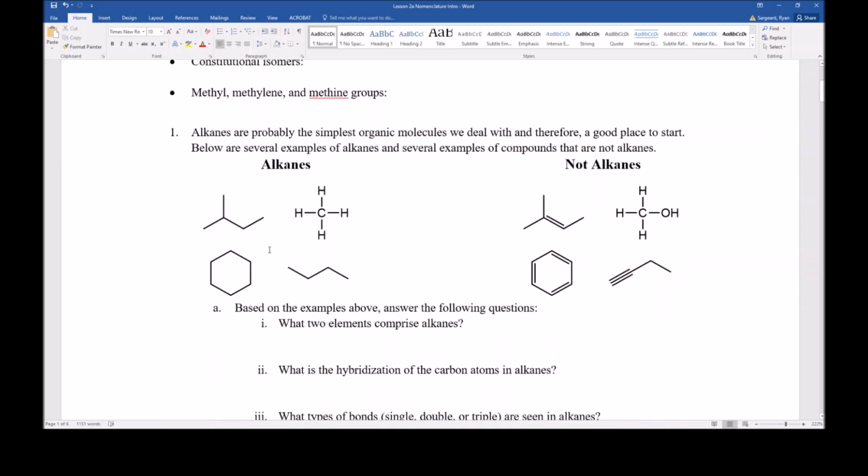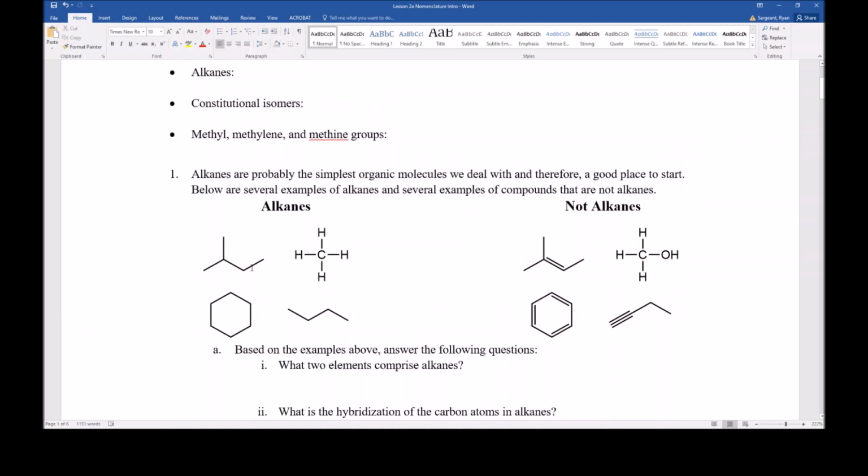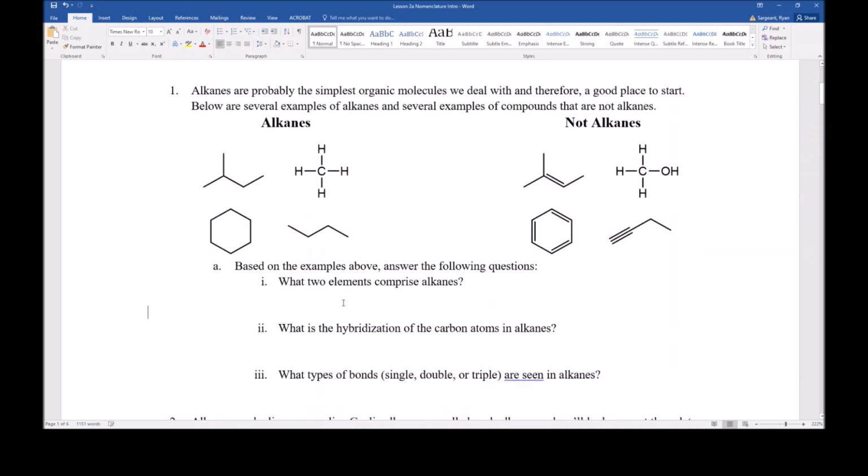So for example, this right here is an alkane because all of the carbons are sp3 hybridized, there are no double or triple bonds, and there are no other atoms besides carbons and hydrogens. This is an alkene. An alkene has that double bond. So again, an alkane is a very simple compound. The two elements that comprise alkanes are carbons and hydrogens.